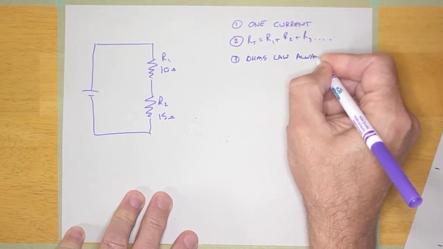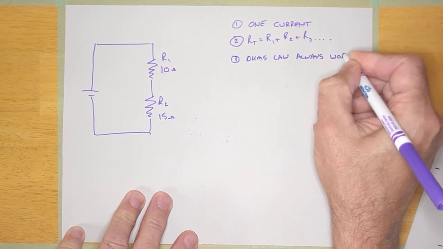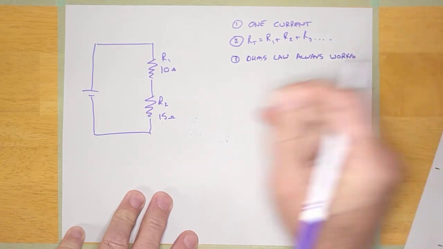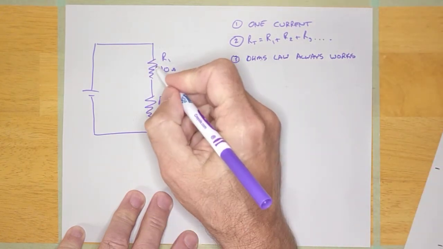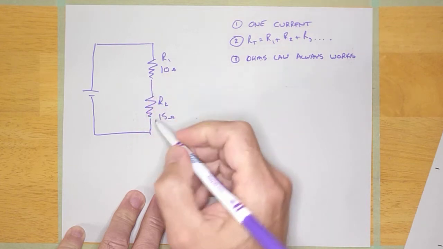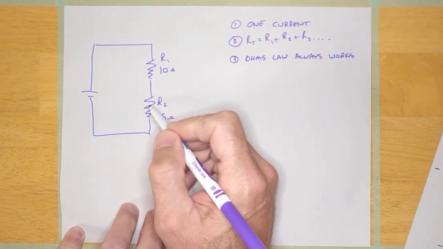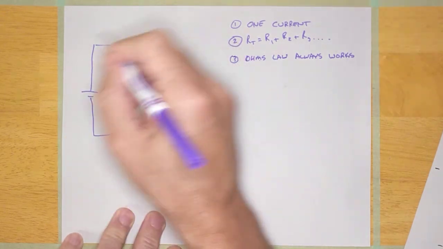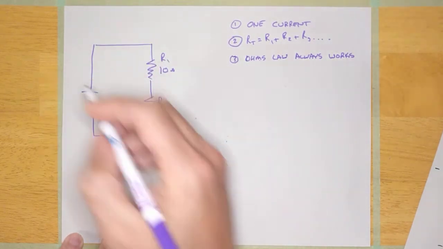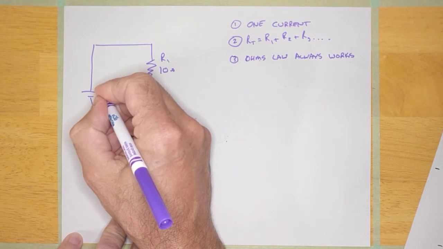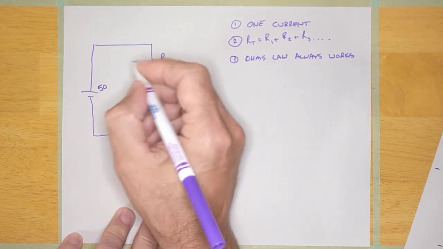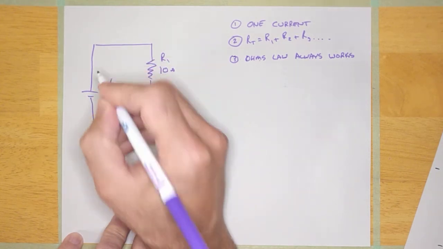always works. And what that means is I can apply Ohm's law to that resistor and it'll tell me something about it. I can apply Ohm's law to this resistor individually. It'll tell me something about it. I can also apply Ohm's law to this entire circuit here, guys, and it'll tell me something about it. And everything will always work out.